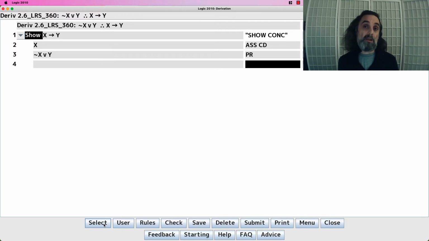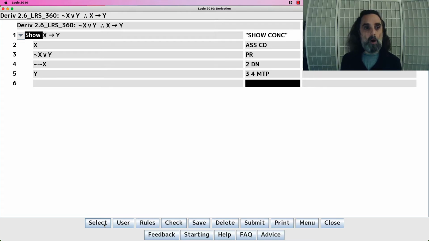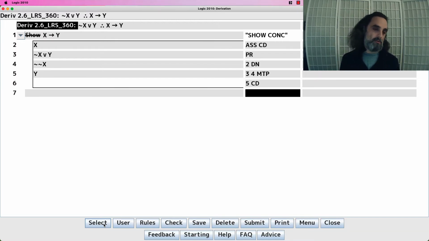That means we need the negation of either disjunct. So we need the negation of y, i.e. not y, or we need the negation of not x, i.e. x. Well, we can build that by adding the double negations to x, and then we can apply MTP to 3 and 4, giving us y. Y is the consequent of our show line, and so we can apply CD to line 5, and that gives us boxes and cancels line 1, completing the derivation.